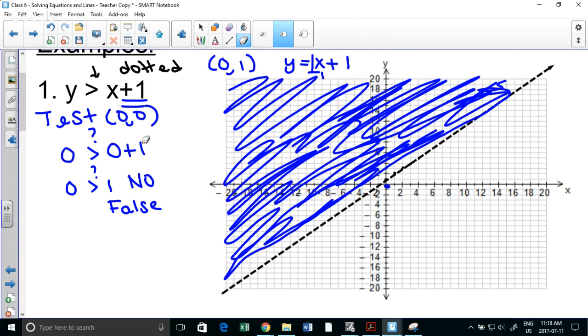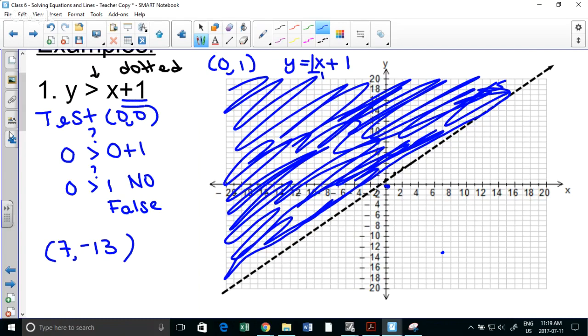How do you know which point to test? You can choose whatever you want, anything. I could have tested with this one. What's this one? -13 and 7. Why do I want to deal with big numbers? I don't. I want to deal with simple numbers. 0, 0 is simple. So you could choose whatever you want.